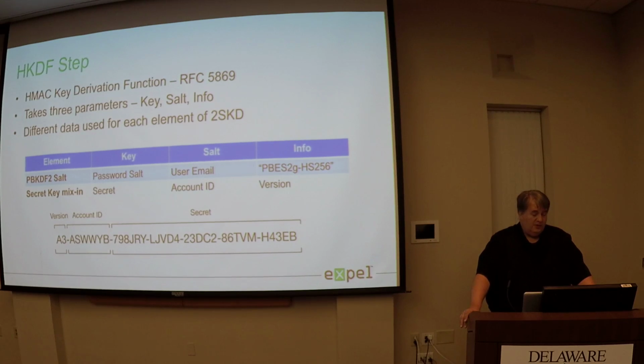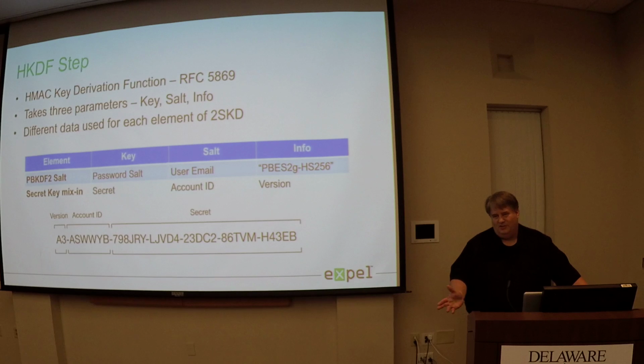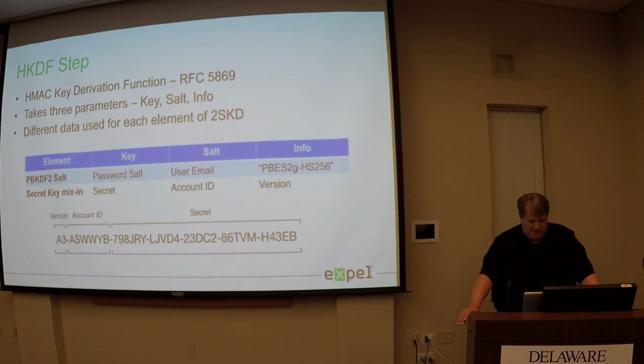And then the secret key is actually split into 3 components. The A3 is the version, which I guess matches the version of their system, their algorithm. The account ID is the next bit, and that's the only part that Agile will retain. So if you call up and say, I'm having a problem with my account, they can say, oh, is it the account that starts with ASWWIB? You say, yes, it is. You'll know you're talking about the right account. If you don't have it, then you know you're not talking to the right account. And then the last 5 groupings there is the actual secret.